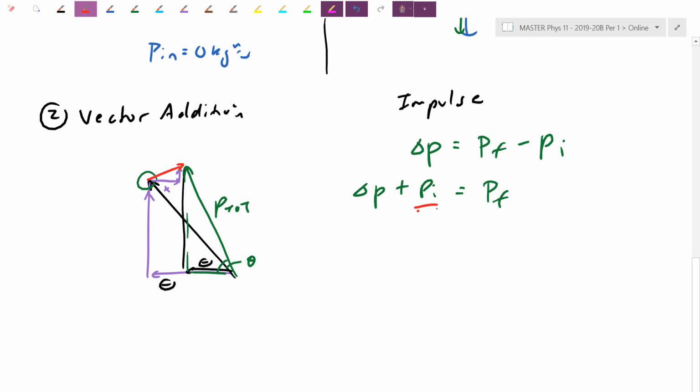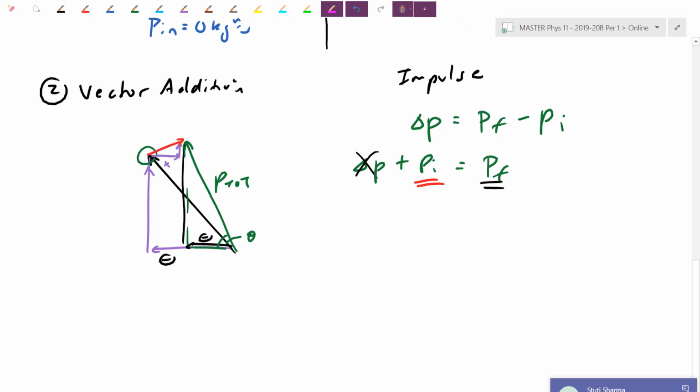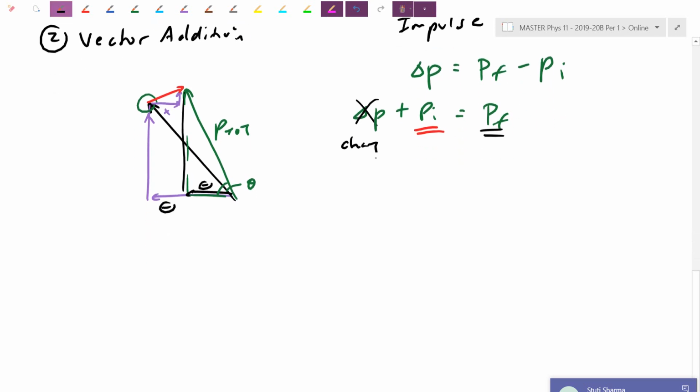I would initially be going at this momentum. Were my impulse equal to 0, my final momentum would be exactly the same. But because my impulse here implies that there's actually a change in momentum, depending on how big that change is, that's going to rescale my PI term and actually give me a new PF.